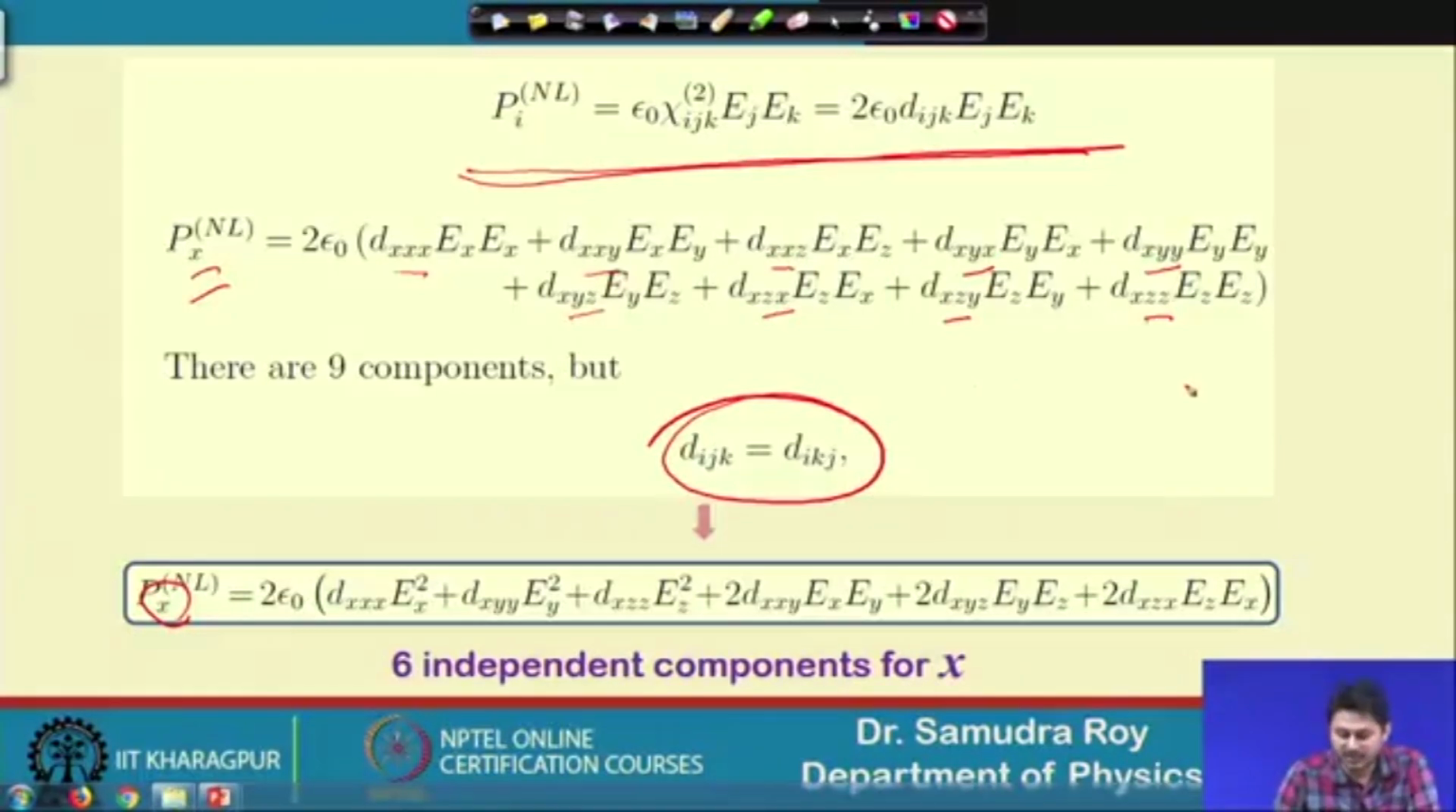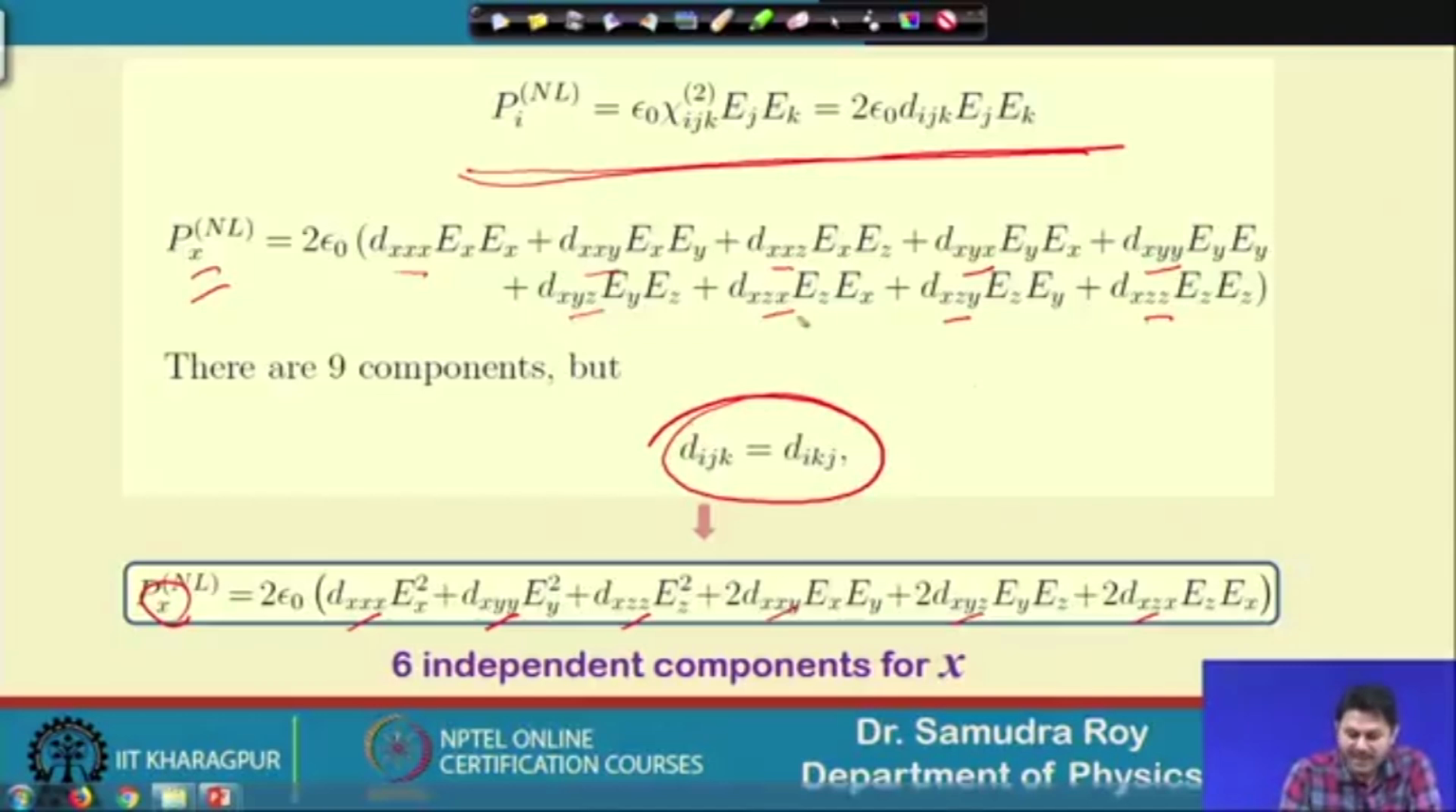So, total 27 components. All these 27 components are different D, but with this permutation symmetry we can reduce this to 9 components. This is one component x, this is y, and these 9 independent components are now reduced to 6 independent components with this permutation symmetry.